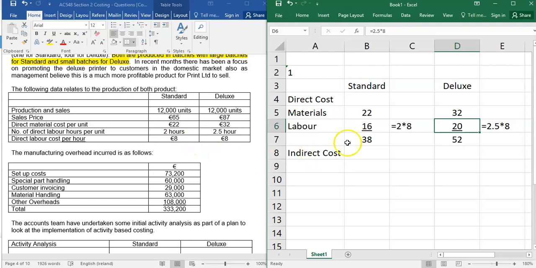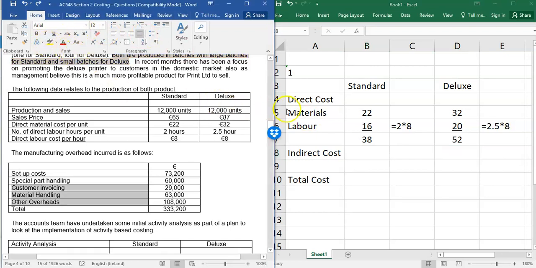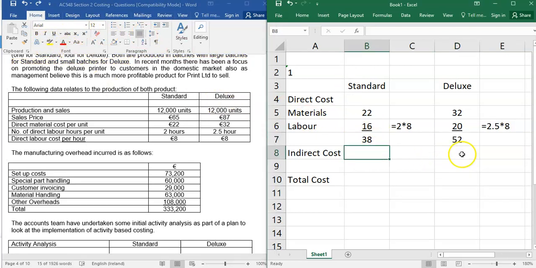So that's the first element of our total cost. This is all on a per unit basis. What we're missing now is these in yellow.